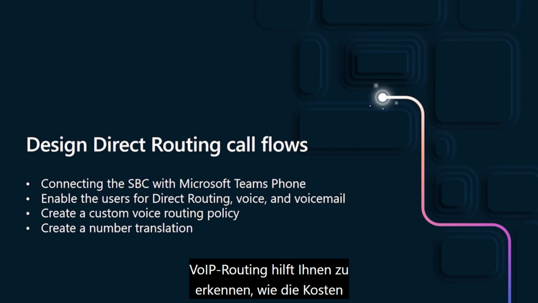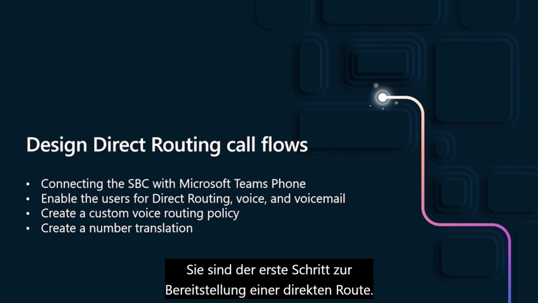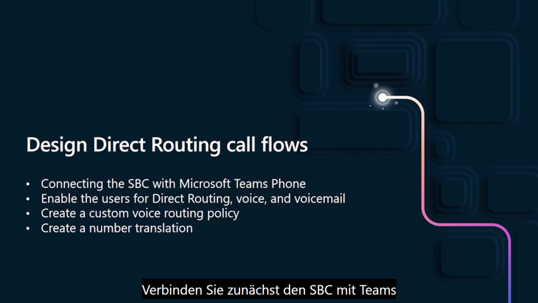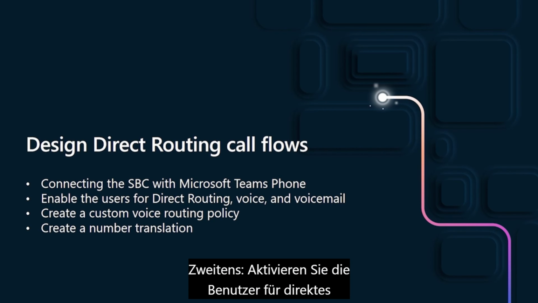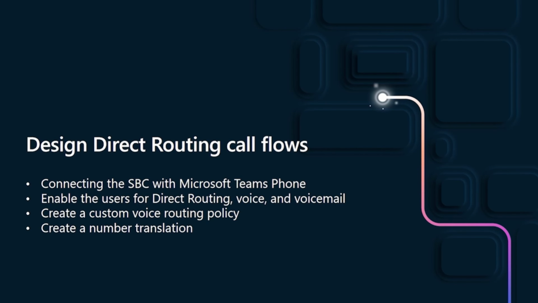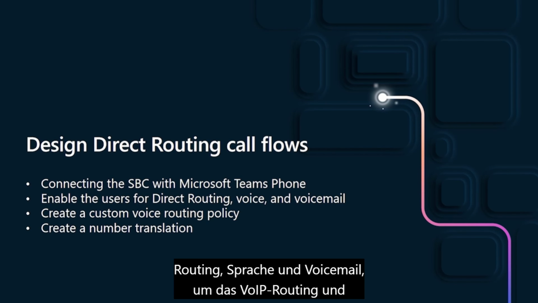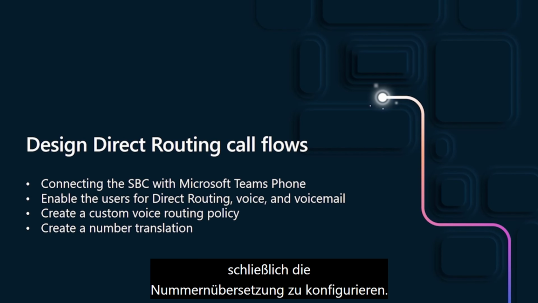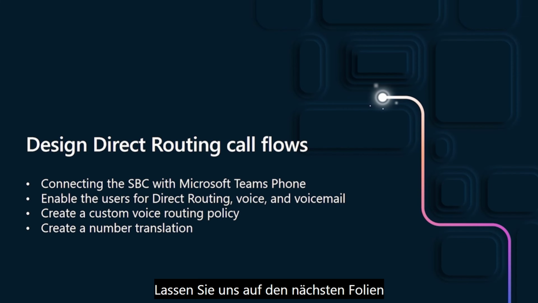Voice routing helps you dictate how calls are routed through your session border controllers. There are 4 steps to providing a direct route. Follow these steps for your deployment. First, connect the SBC with Teams phone and validate the connection. Second, enable users for direct routing, voice and voicemail. Third, configure voice routing. And finally, number translation. Let's have a look at each of these in detail in the next couple of slides.